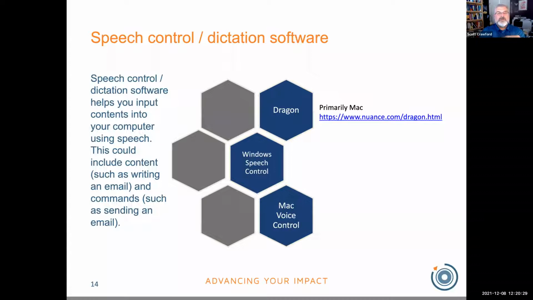There's speech control or dictation software as well, another way to interface with the computer that often comes up. Dragon is a product line. Actually, there are several different products. It's primarily Mac, although I think they do have some non-Mac solutions now. These are speech control or dictation software that help you with content. So you can order your computer to do things like send an email, or you can even write the email by having it dictate. Both Mac and Windows also have built-in features that help with that.